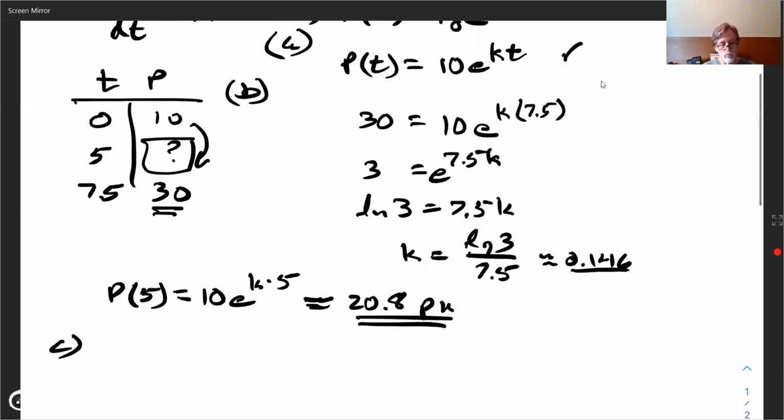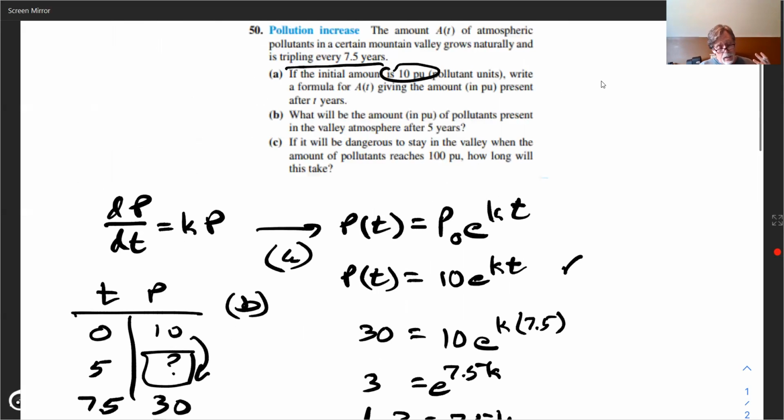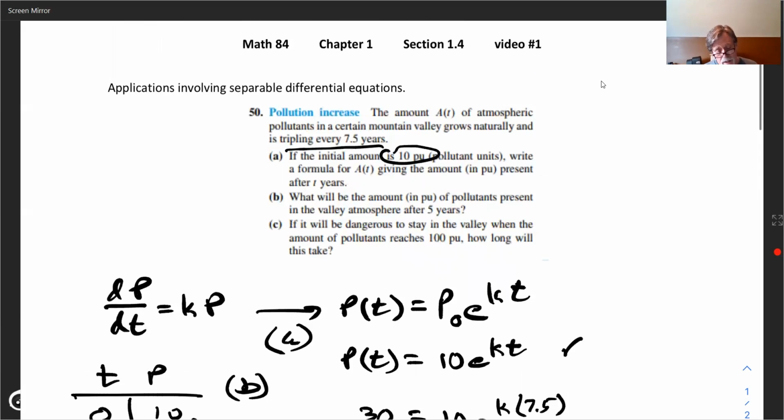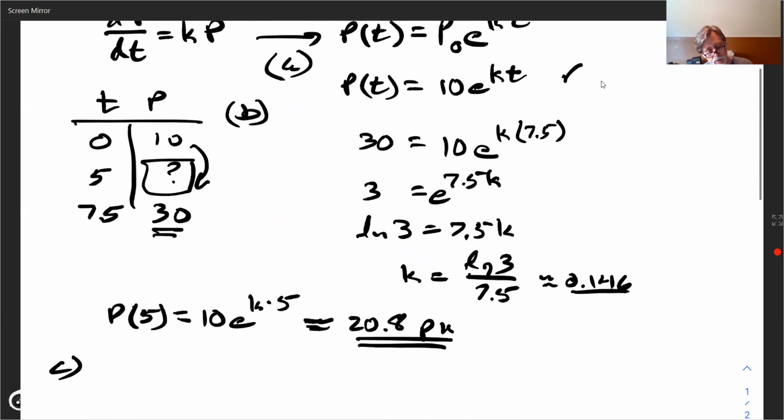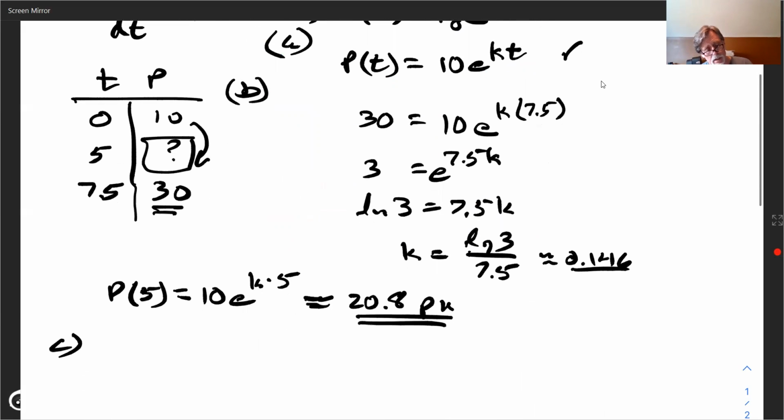Part C, if we roll back up there, says it will be dangerous to stay in the valley when the amount of pollutants reaches 100 PUs, how long will that take? So back to our table. This time I'm going to force the pollutants to be 100 PUs, and then the question is, how much time does that take?